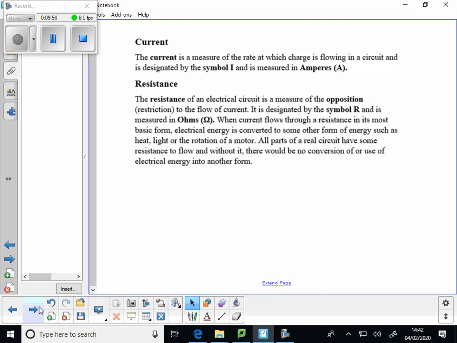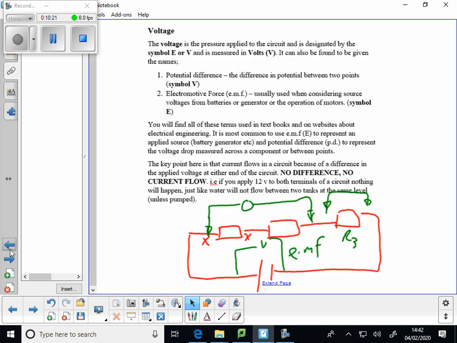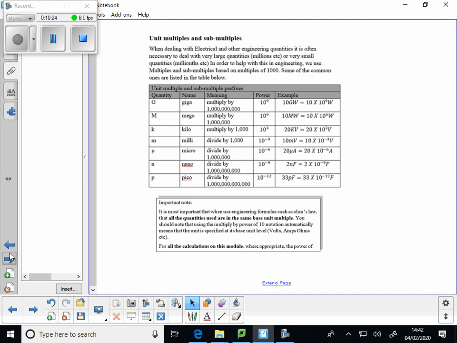All parts of a real circuit must have some kind of resistance to flow. Without it, we would not convert electrical energy into some other form: heat, light, motion, etc. Yeah. Everyone happy with that? Again, revision from science. So I'll put it in your notes for completeness.